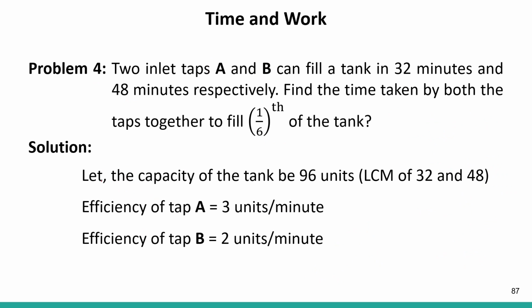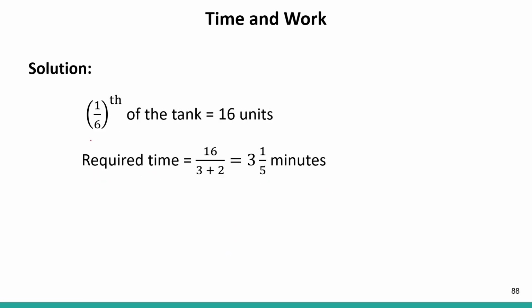So let's see the step-by-step solution. Let the capacity of the tank be what? 96 units, the LCM of 32 and 48. So the efficiency of tap A is equal to 3 units per minute. Efficiency of tap B is equal to 2 units per minute. So 1 by 6th of the tank is equal to 16 units. Required time is equal to 16 by 5, so 3 whole and 1 by 5 minutes.